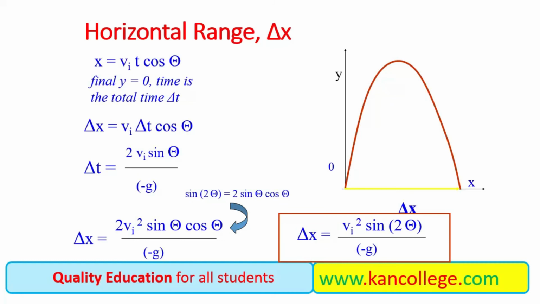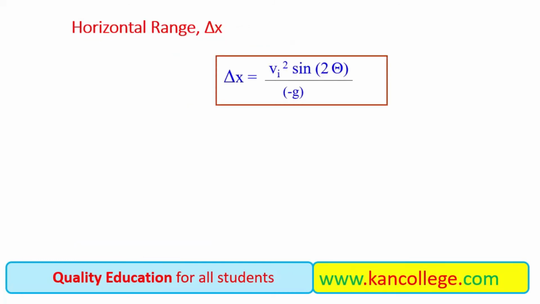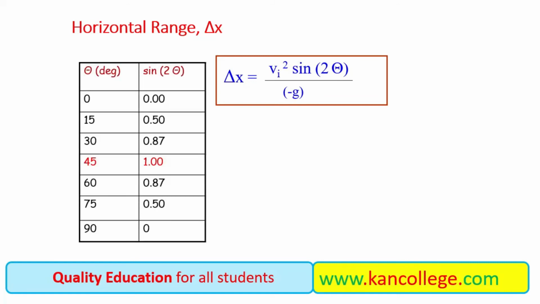So the final result is Vi square sine of 2 theta over g. For calculating the horizontal range, we use the formula Vi square sine of 2 theta over g. For different values of theta and initial velocity, we can get different ranges.